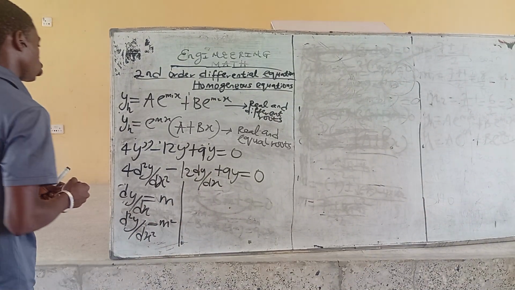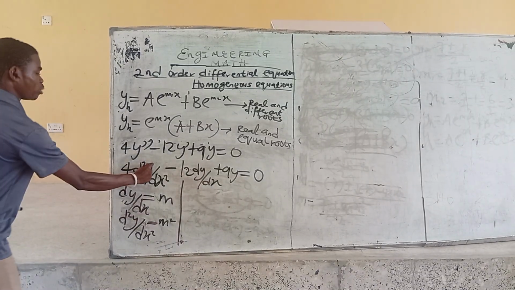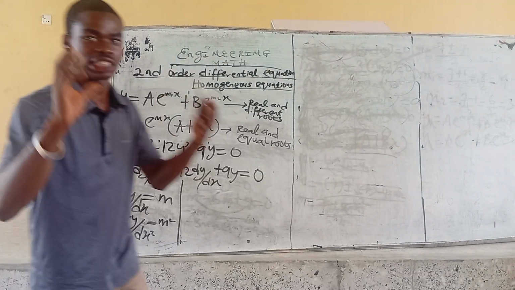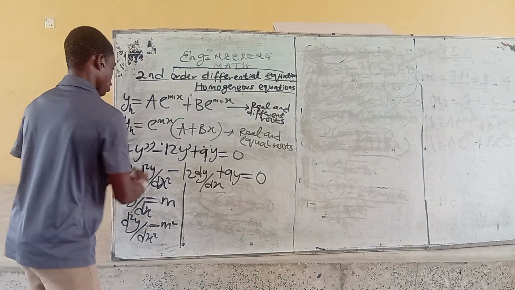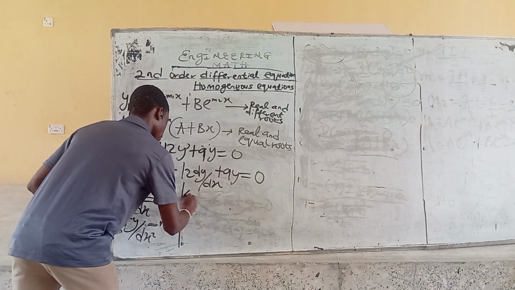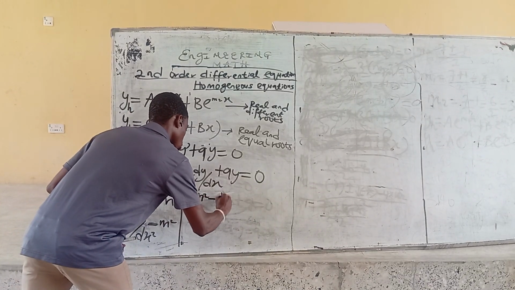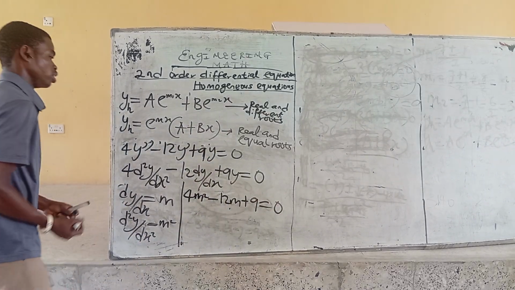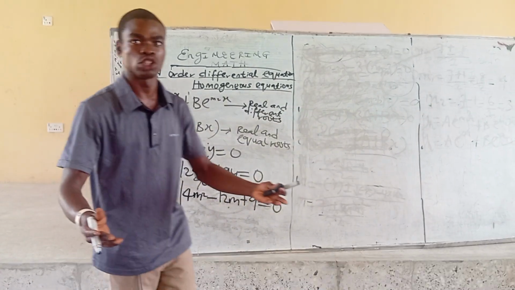Now it's time to make a substitution. m squared is d²y over dx², m is dy over dx. So you are going to make a very simple substitution using the equation. That's 4m squared minus 12m plus 9 equals 0. Let's use the factorization method.